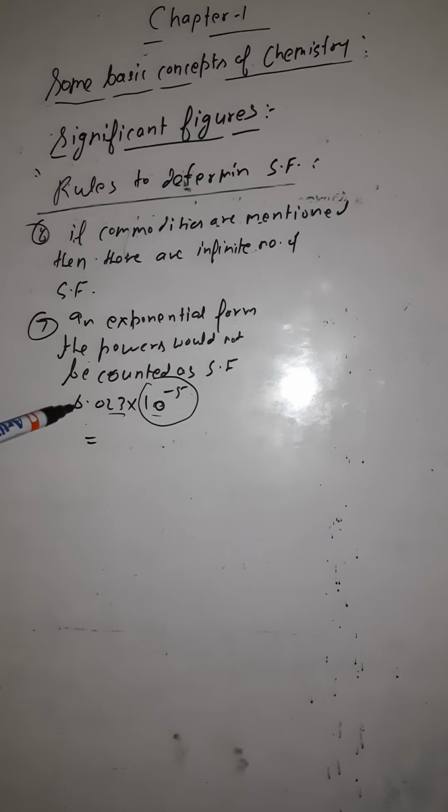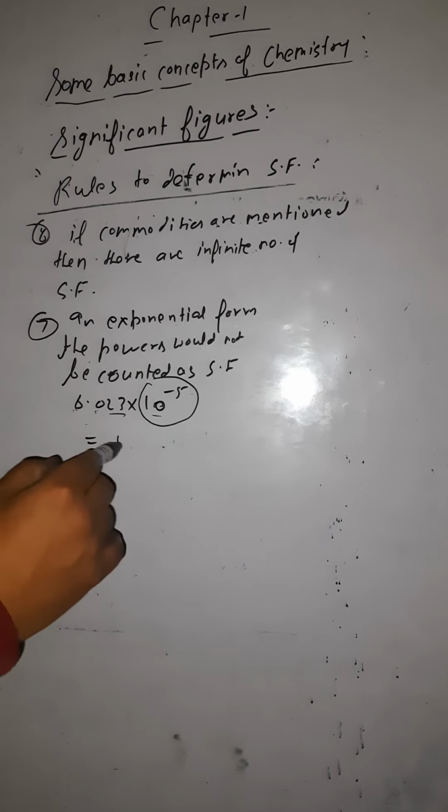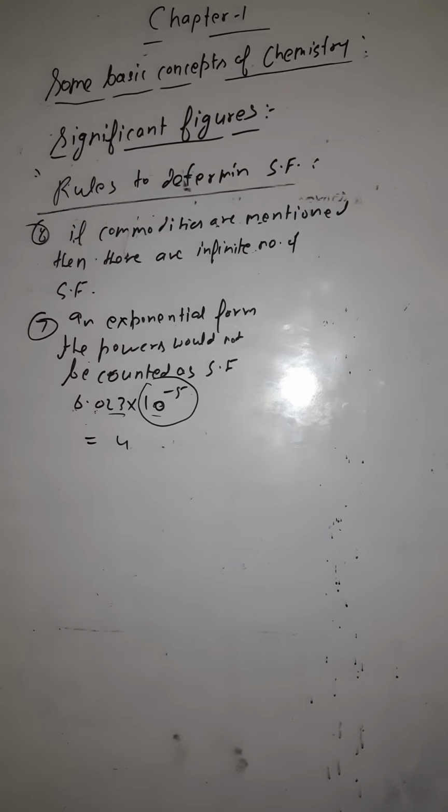Because 0 is between two non-zeros, this 0 you would count. Do not think that we are not counting this 0. You would count this 0, because it is between two non-zeros. So how many significant figures are here? 1, 2, 3, 4. So there would be 4 significant figures.